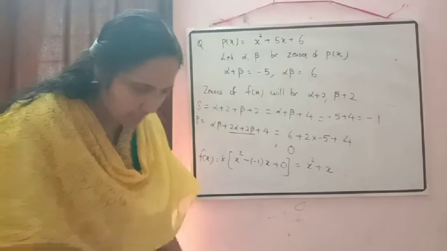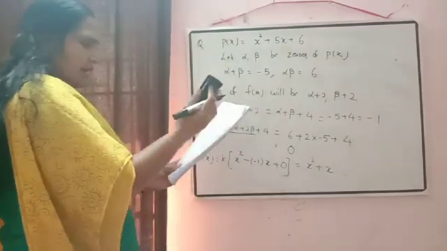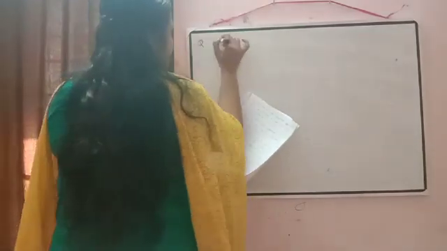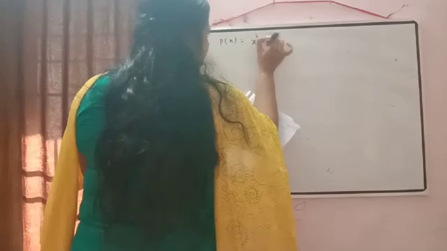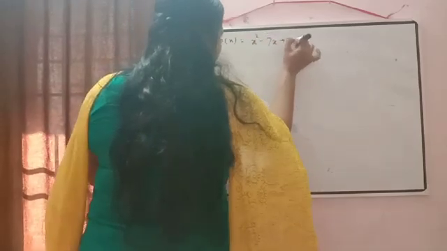Now we will do the next one. It is given, find a quadratic polynomial whose zeros are half the zeros of the given polynomial. So the given polynomial we can take as p of x. P of x is equal to x square minus 7x plus 10.